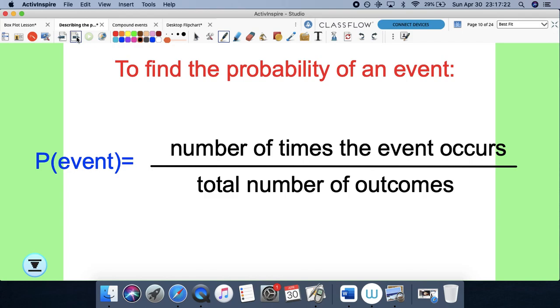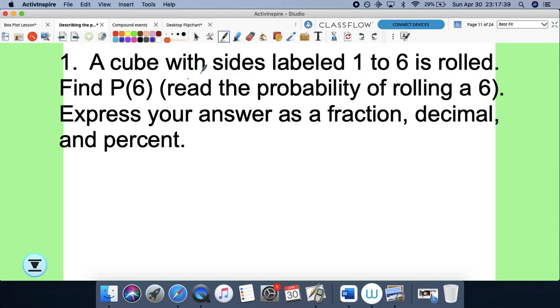And there's something we didn't talk about. So, again, to find the probability of an event, it's P of whatever that event is. So P of the event equals the number of times the event occurs over the total number of outcomes. Okay, so here is a cube, right? Numbers 1, 2, 3, 4, 5, 6.